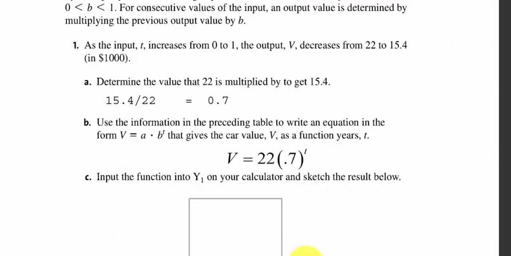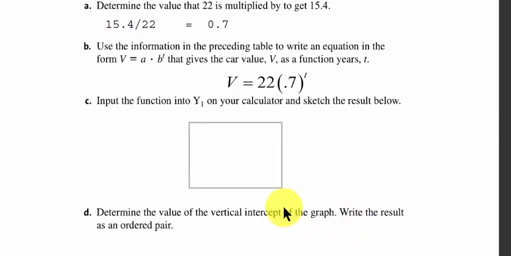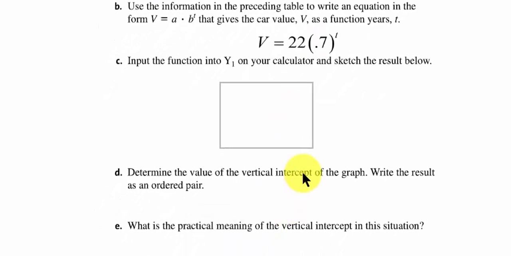Part D, it says determine the value of the vertical intercept of the graph. Well, remember, the vertical intercept happens when you substitute in 0 for the input and solve for the output. So in this case, if I substitute 0 in for t, I'd have 22 times 0.7 raised to the 0. And we know anything raised to the 0 is 1, so you'd really be left with 22 times 1. So the vertical intercept should be 0, 22, and then we'll take a further exploration of this concept. So there's my ordered pair 0, 22.